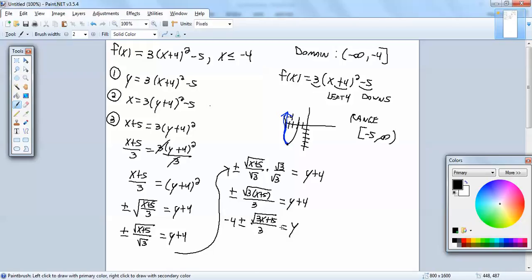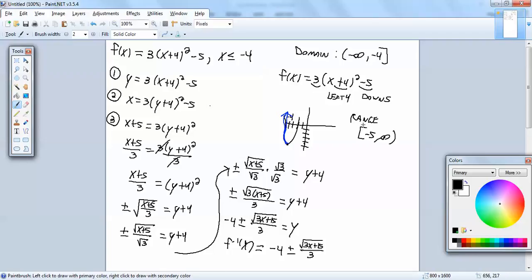Now, let me reverse this. I'm trying to think if it makes any sense to get a common denominator. It's hard to say what the book would do. Anyway, I'll show you the form in a second. But our inverse would be negative 4 plus or minus the square root of (3x plus 15) over 3. But we can't have the plus or minus.